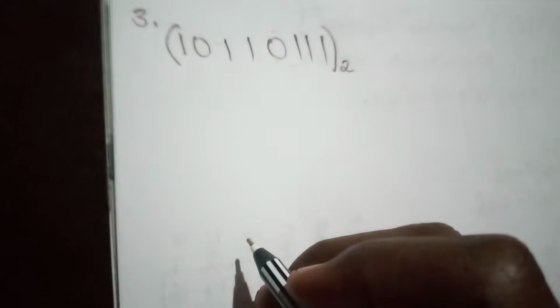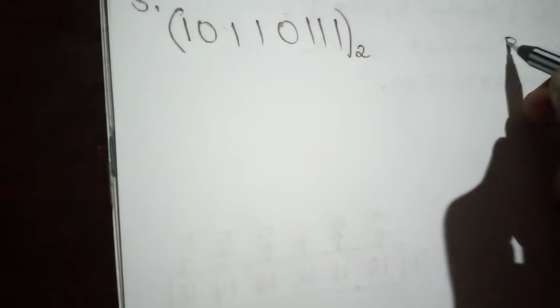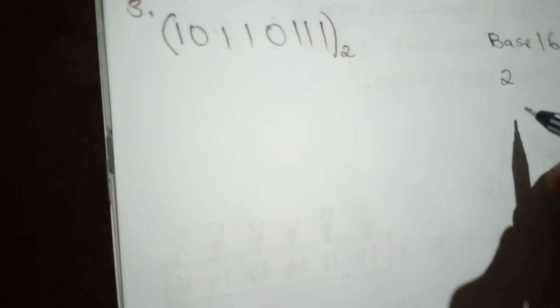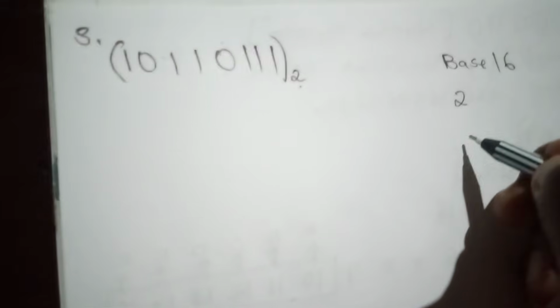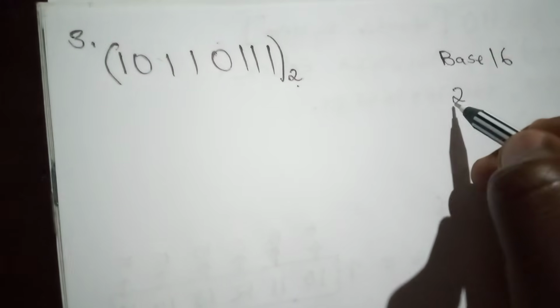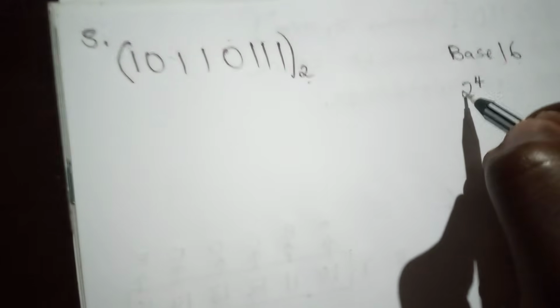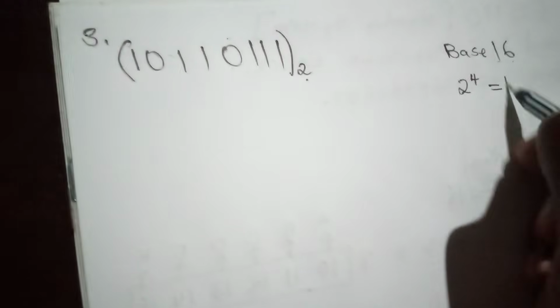So what I'm going to do is this: hexadecimal, that is just the number that is in base what? Base 16. Now this is the binary number having the base 2. So I'm going to write 2 there, and then ask myself, what number can I raise this base 2 to in order to obtain base 16? It's 4. So 2 to power 4, that is 16.